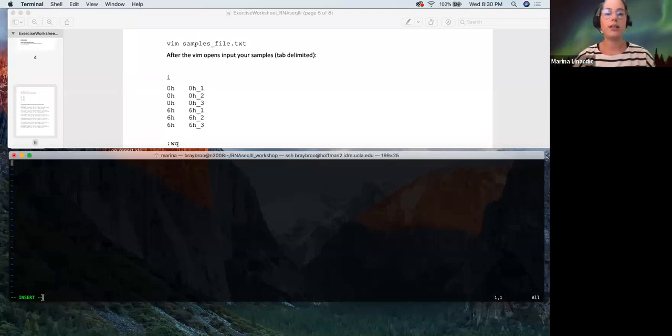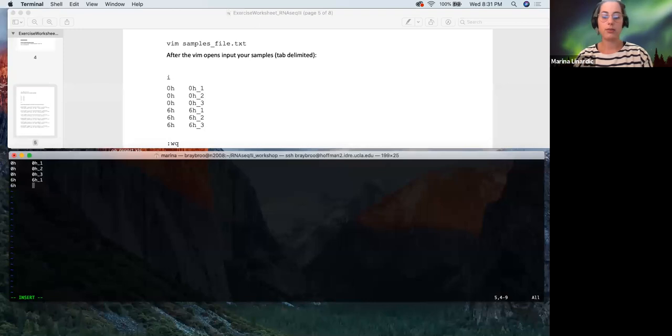Okay, so these are tab separated. So we will do 0 hours, tab, 0 hour 1. 0 hours, we have 3 replicates, so we need to do this 3 times. 0 hours 2, 0 hours 3. And then we have our 6 hour, 6 hour first bioreplicate, 6 hour tab, 6 hour second bioreplicate, and our last one. So we will have 6 rows.